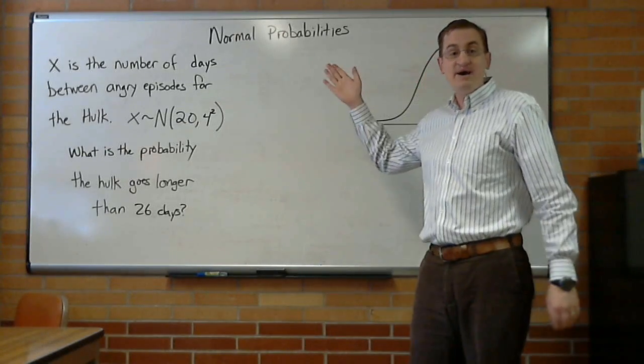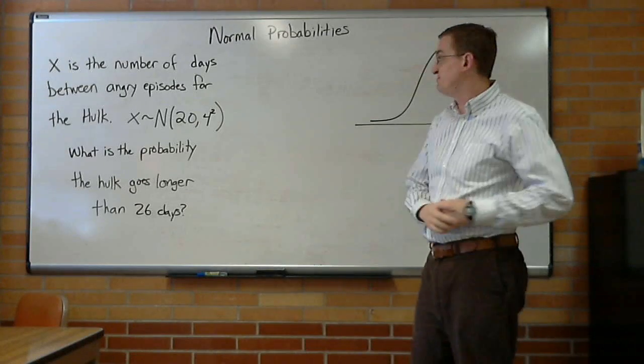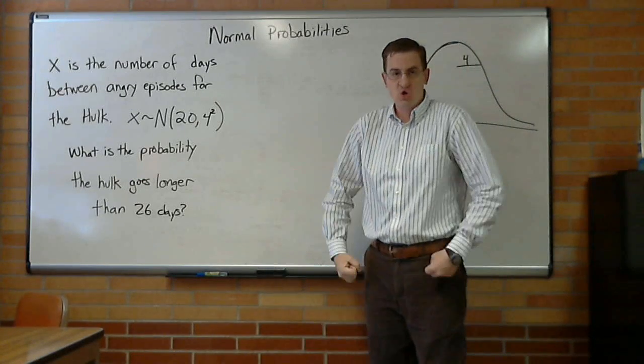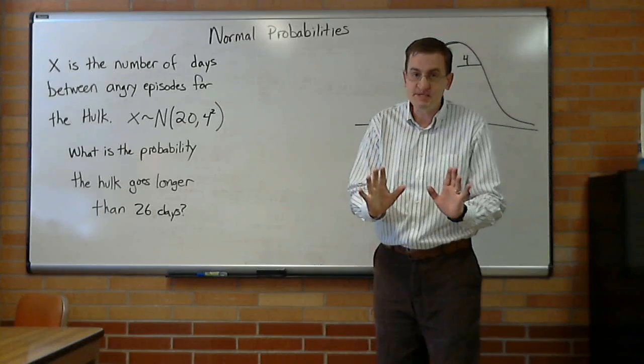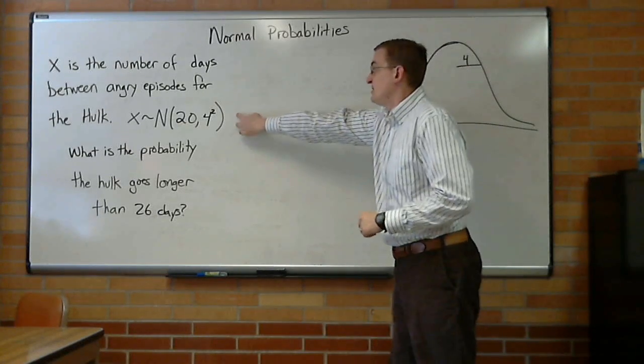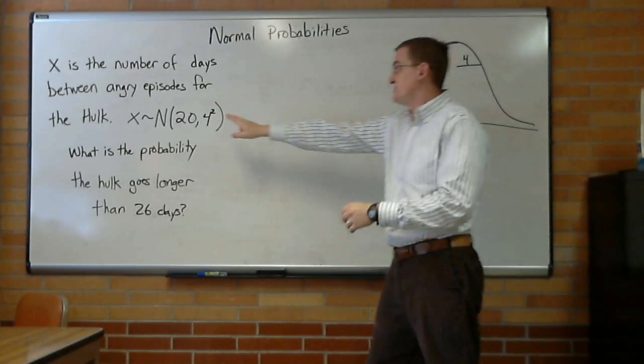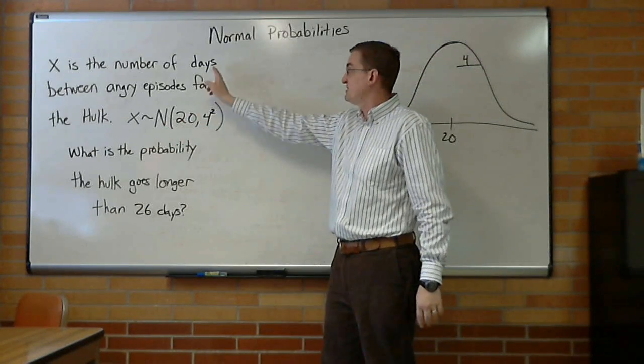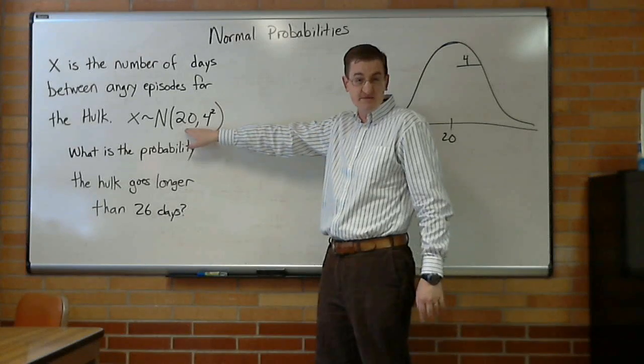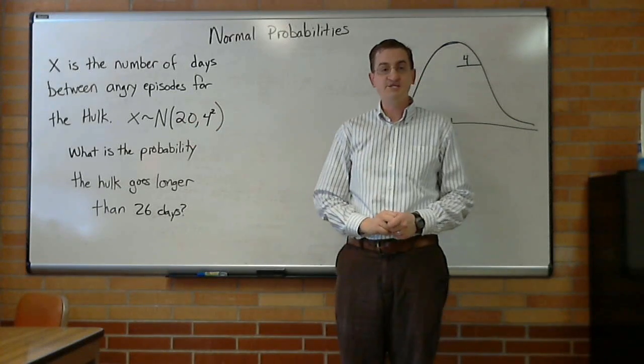So let's talk about actually calculating the normal probabilities. We have the Hulk, not me. It's easy to get us confused. The probability for going a certain number of days follows the normal distribution. The mean is 20 days, so a little less than a month, and 4 as our standard deviation.